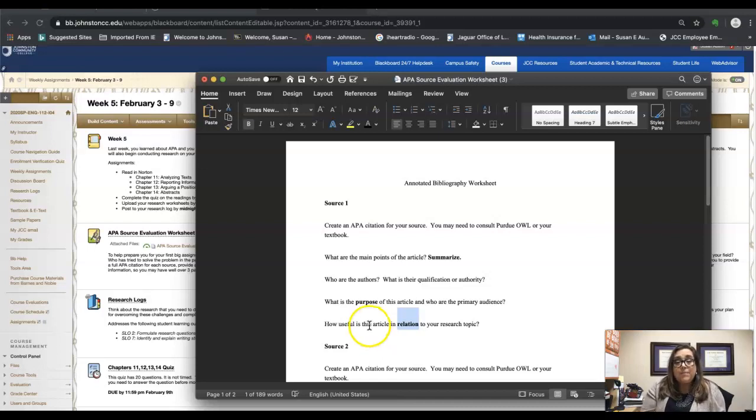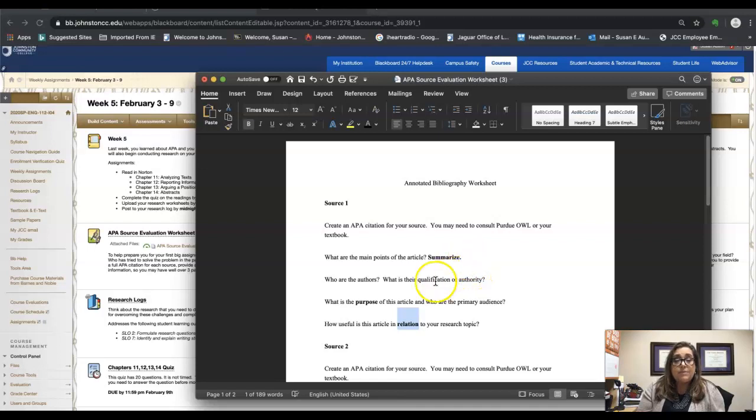So, as I said, this is a practice round so that you can get accustomed to what you're going to put into your annotations next week when you start writing your annotated bibliography. I am fine if you keep these questions in so that you can follow along, and then you could put your answer after the question.